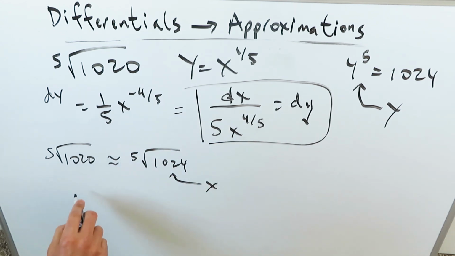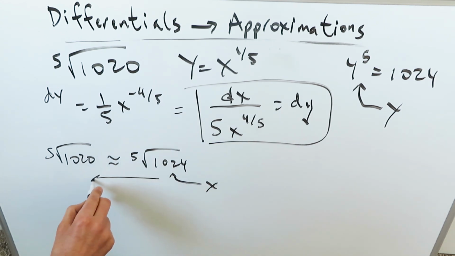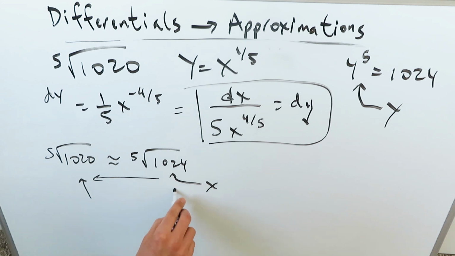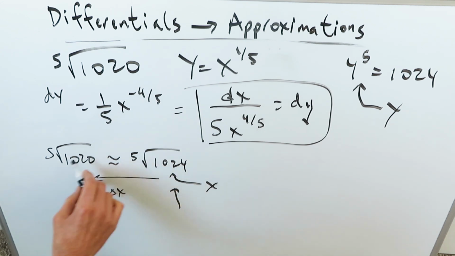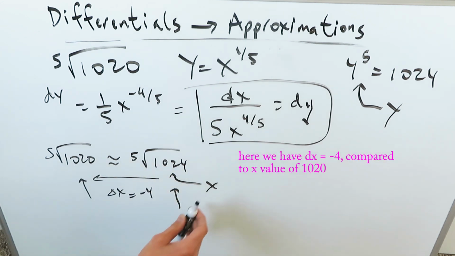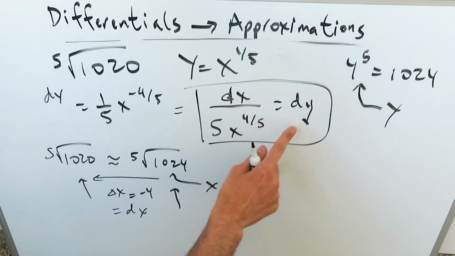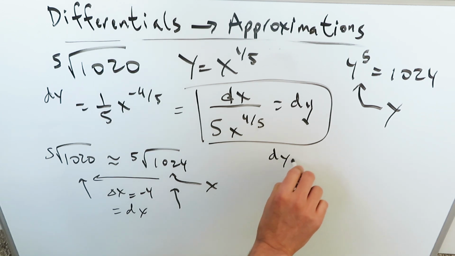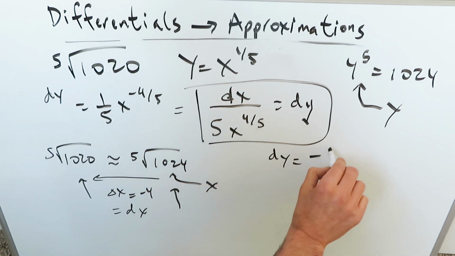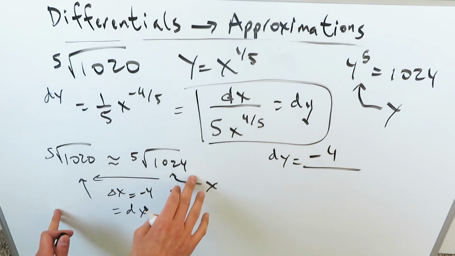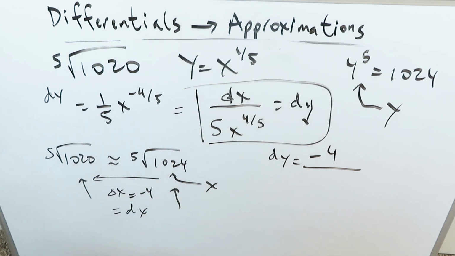What is my delta x? When I'm looking backwards in this direction, here's my x value, here's my other x value. My delta x looking from here is a minus 4. I'm looking back minus 4, which should be equal to my dx. So now my dx is equal to minus 4. When we come back here into this equation, we have dy is equal to dx, which is a minus 4. Remember, from 1024, if you minus 4, you get 1020.